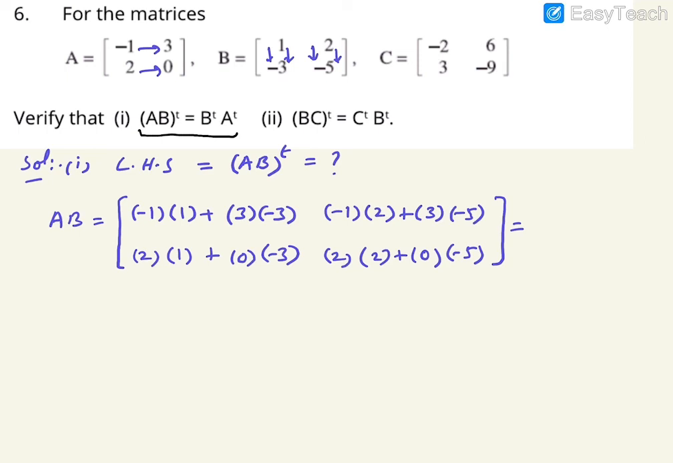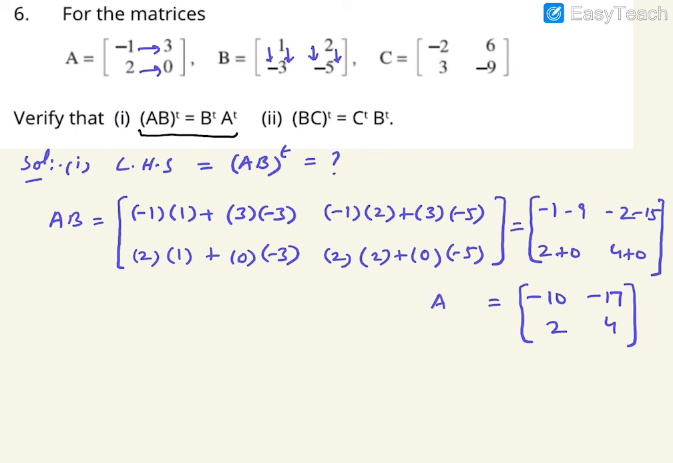So AB is equal to minus 1 minus 9, minus 2 minus 15, 2 plus 0, 4 plus 0, which is minus 10, minus 17, 2 and 4. This is AB. So what will be its transpose? AB transpose: you need to interchange rows into columns. Minus 10, minus 17, and this row also in a column, 2, 4. So this is AB transpose. Say this is 1.